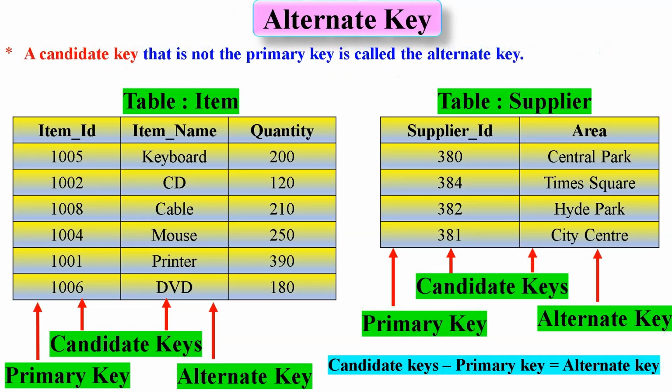So, what is an alternate key? A candidate key that is not the primary key is called the alternate key. That means any column or attribute that is a candidate for the primary key, that is which is capable of becoming a primary key but is not a primary key, is an alternate key. Now, look at the table item on the left side of the screen. Item_name is the alternate key. Similarly, in the table supplier on the right side of the screen, area is the alternate key.